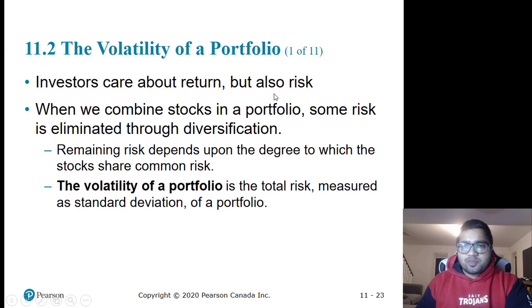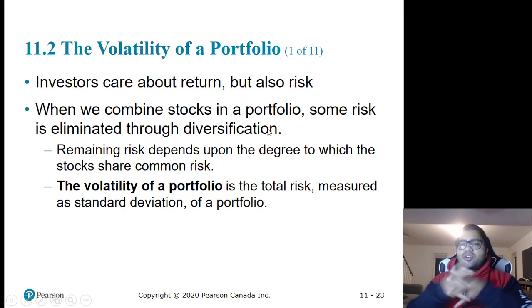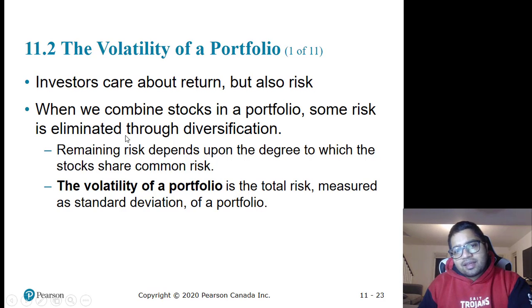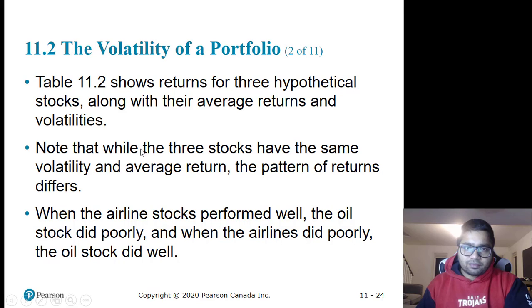Investors care about returns, but they also care about risk. When we combine stocks in a portfolio, some risk is eliminated through diversification. So whenever you combine stocks, stock specific risk or unsystematic risk is completely eliminated. So you're left with only systematic risk. Remaining risk depends upon the degree to which the stocks share common risk. The volatility of a portfolio is the total risk, measured as the standard deviation of the portfolio.